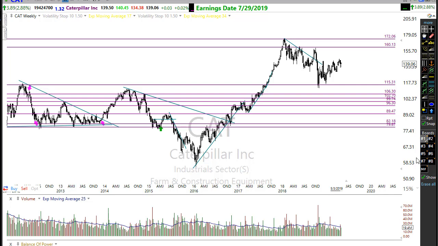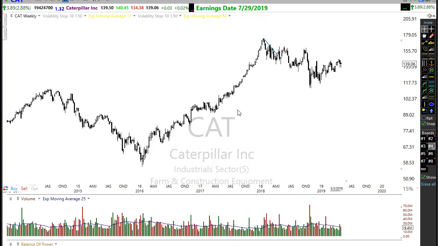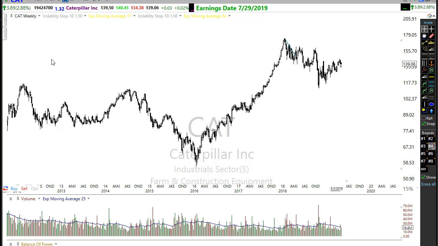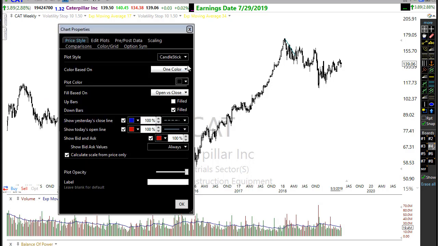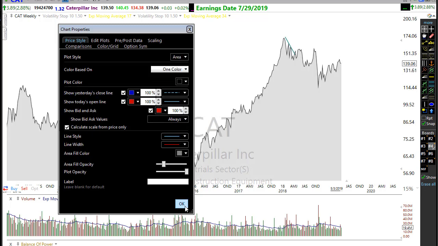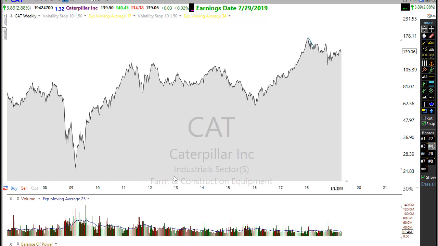Something you might want to try is to change your chart. This was kind of an important thing for me. Change it to an area chart, just a one color area chart. Can you see the patterns now? Doesn't that inverted head and shoulders just kind of pop off the screen here now?